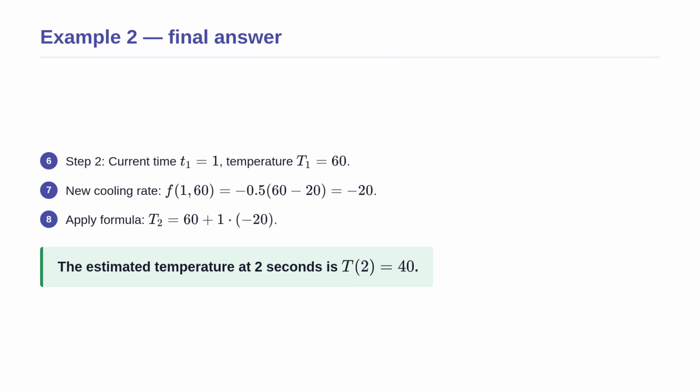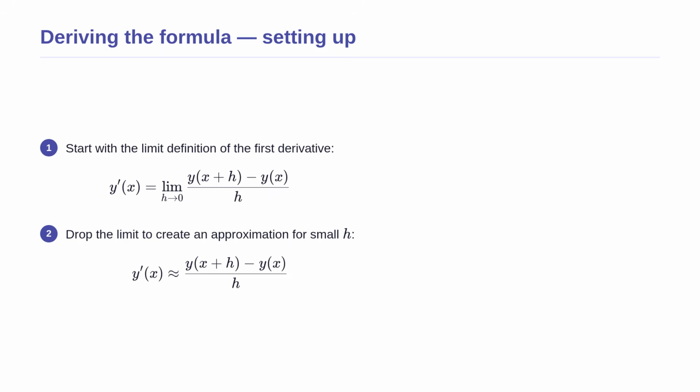We multiply our step size by this new, less steep slope, resulting in a 20-degree drop. Subtracting this from 60 gives us our final answer. After 2 seconds, the estimated temperature of the object is 40 degrees Celsius. Now that we have successfully used this formula, let us understand exactly where it comes from.